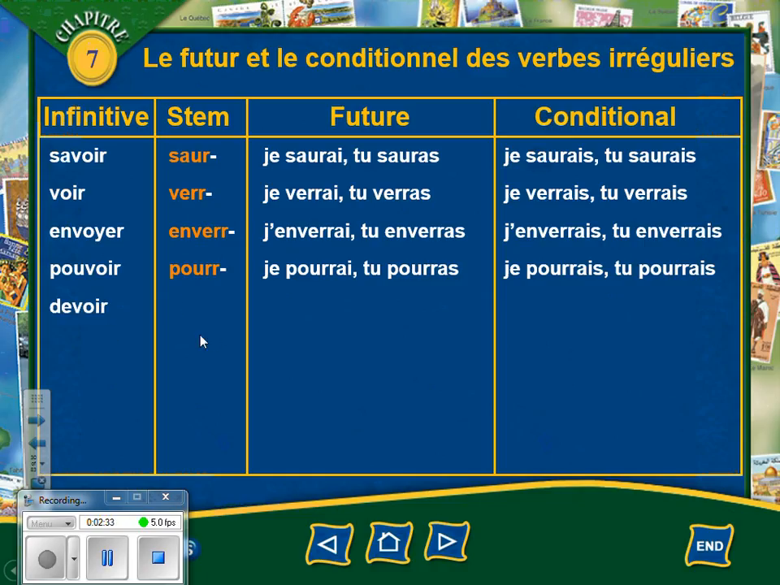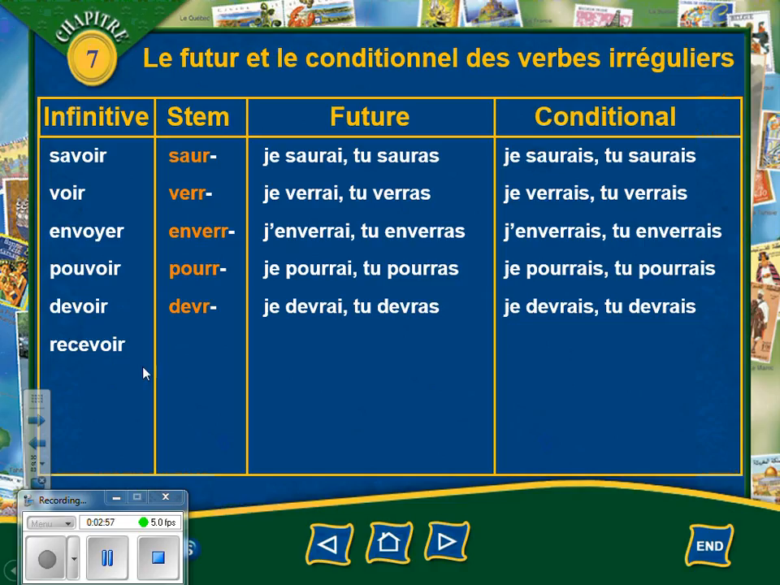Devoir. Its stem is D-E-V-R, devr. Je devrai, tu devras. Je devrais, tu devrais. Oh, and this is the verb must or should, right? It also means to owe money. It means must or should when it's followed by a second verb in the infinitive form. Otherwise, it just means to owe money.